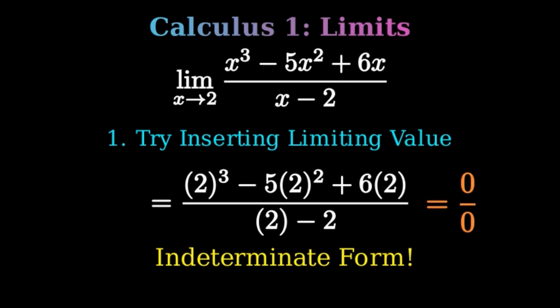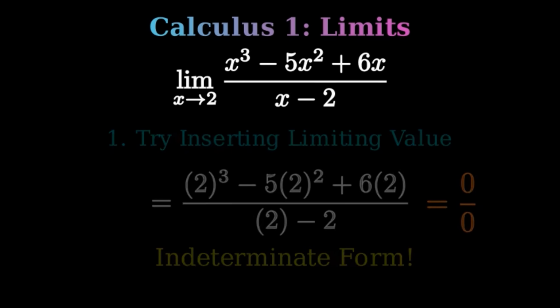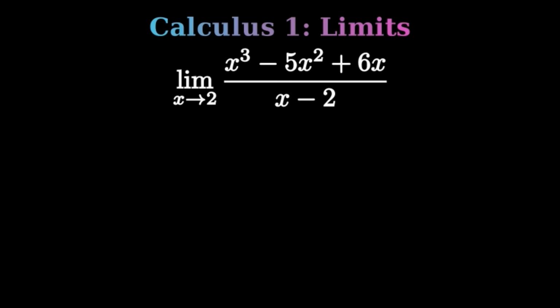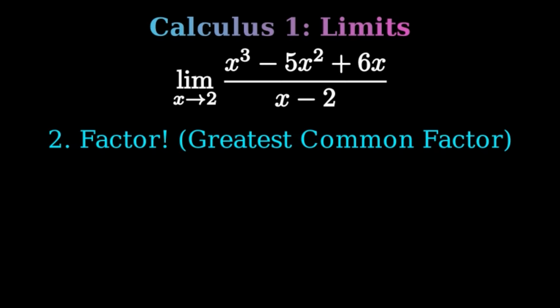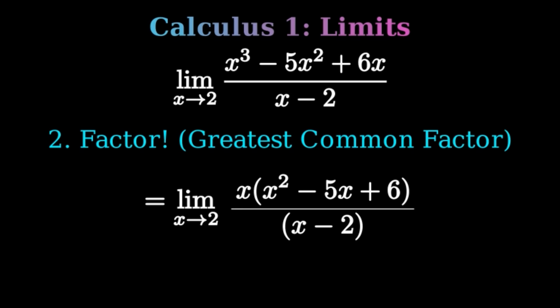Okay, so after that, you typically try to use some kind of algebra manipulation. Now, in this problem, what I'm staring at is that numerator. By now, we know what we can do with that. Well, it looks like they all have an x in common. So right now, what I'm going to do is factor out the greatest common factor, which in this case is x. So let me pull an x out of each one of those terms. And if I do that, I'd have x times x squared minus 5x plus 6 over x minus 2.